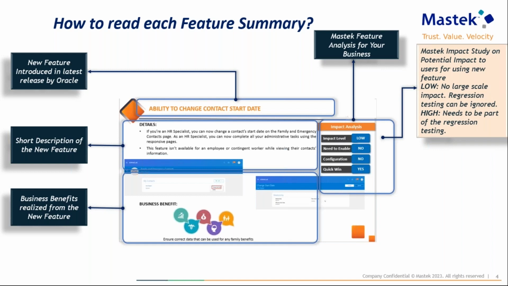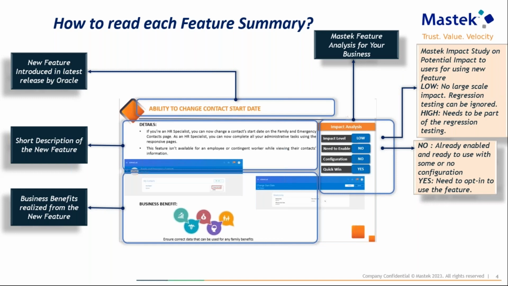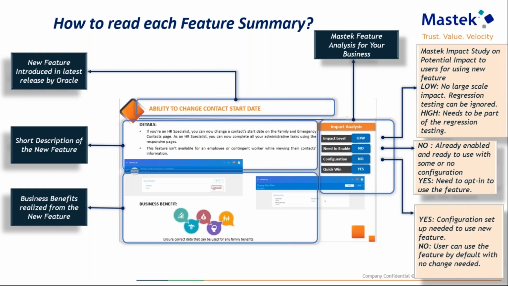The first one is impact level analysis, which demonstrates the impact on the end user. If it's a low impact, then regression testing can be avoided. If it's a high impact, then we need to offer regression testing. Second, we all are aware that some features are by default auto-enabled by Oracle, and there are some which we need to opt for. The third one highlights the nature of the feature. Some can be used without any changes, some require changes.